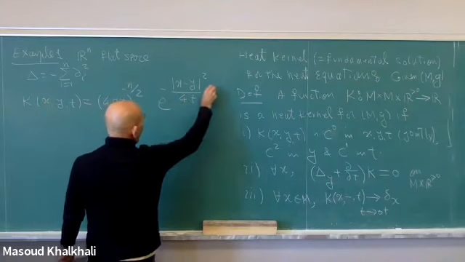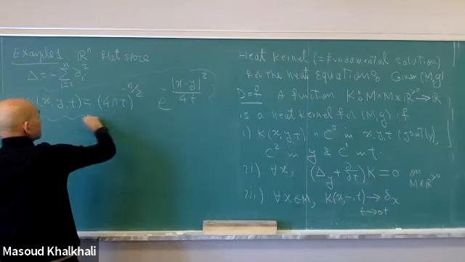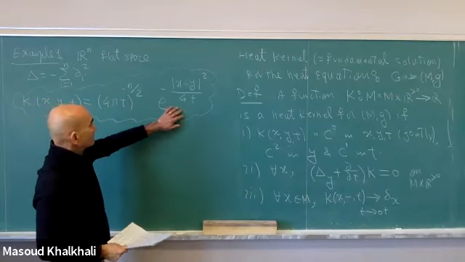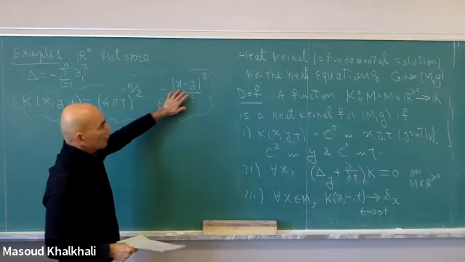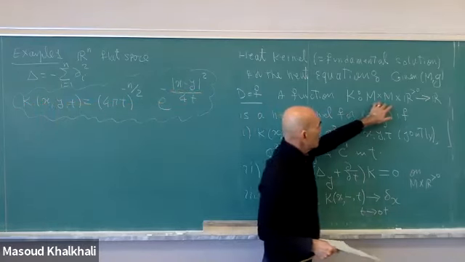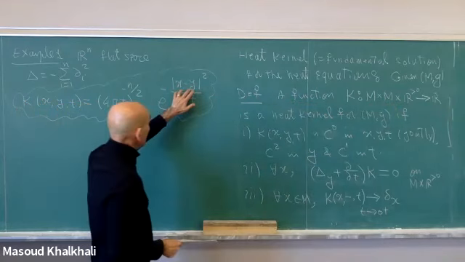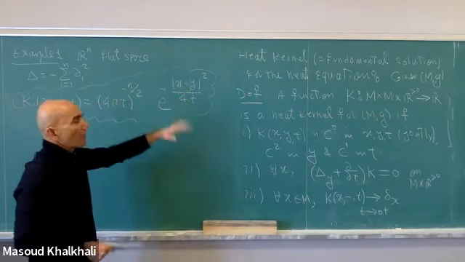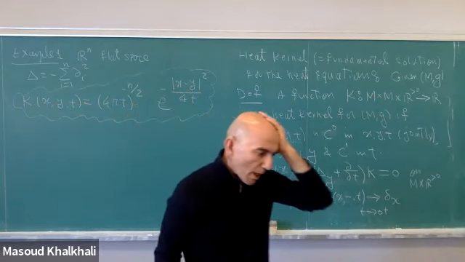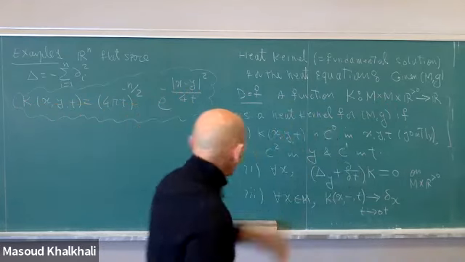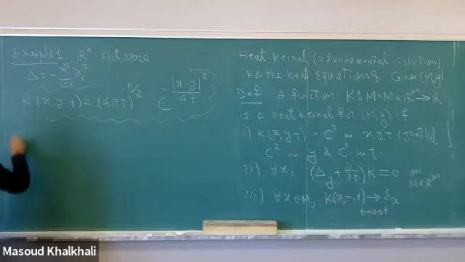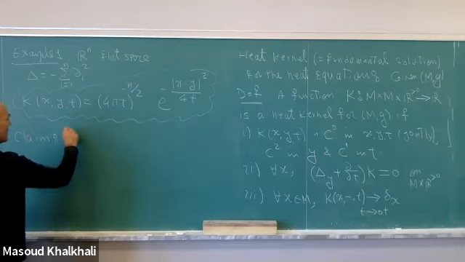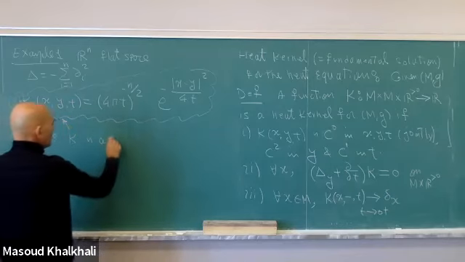I highly recommend you know this expression by heart. That's a Gaussian. Of course, you need two variables because the function k is a function of 2n + 1 variables: x and y, two space variables, and one time variable. So this is a family of Gaussians. And now, the claim is that this K is a heat kernel.